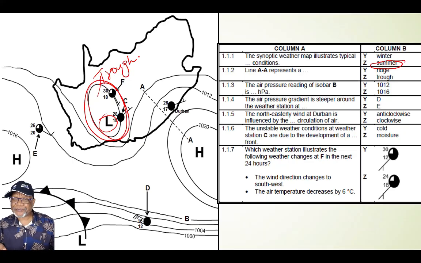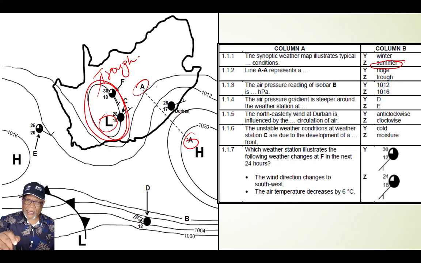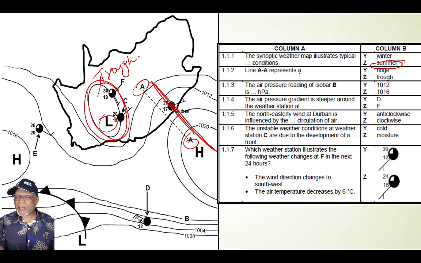Now let's go to question 1.1.2. It says line AA, this line over here, represents a ridge or a trough. So this is a high pressure cell, and this high pressure cell is elongated. So what does it mean? This is a ridge. What is a ridge? It is an elongated high pressure cell. And what is a trough? It is an elongated low pressure cell. So we have our answer there.